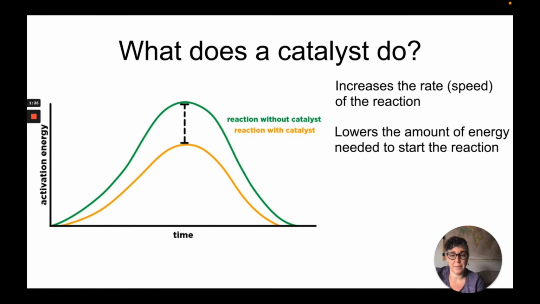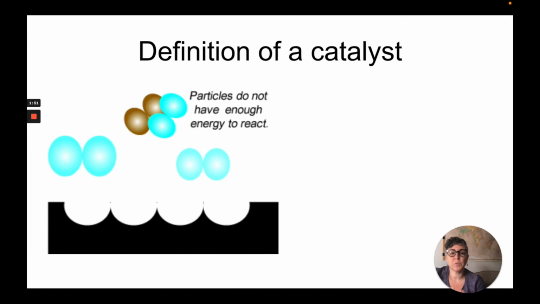The second thing that the catalyst does is it lowers the amount of energy that is needed to start a chemical reaction, which is called the activation energy, and you can see here there is definitely a difference in the height of the graph lines between the reaction with a catalyst and the reaction without a catalyst.